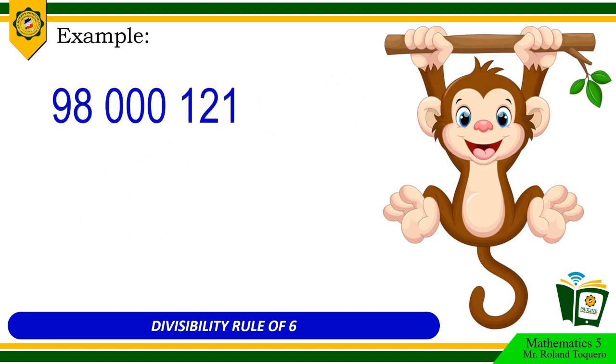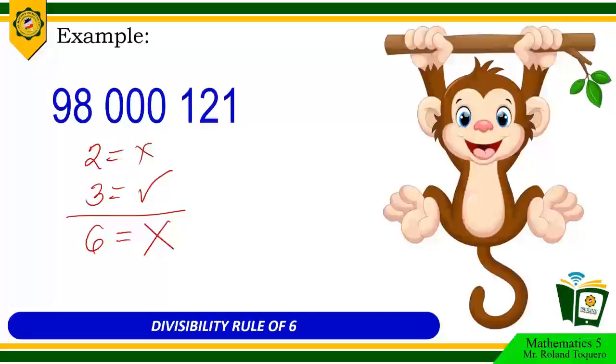Next example. 98,121. Is it divisible by 2? No. Is it divisible by 3? Yes, because the sum is 21. Therefore, 98,121 is not divisible by 6.